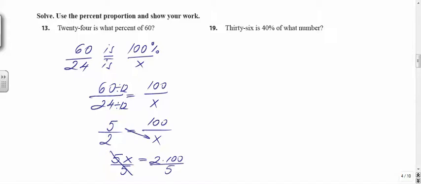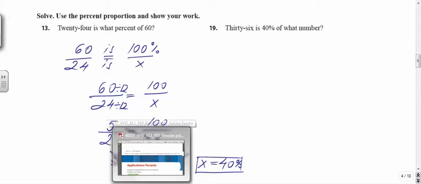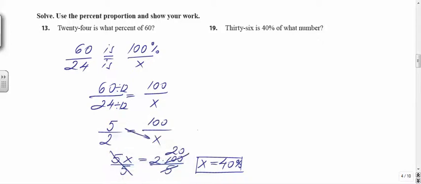Your x will be what? 5 goes in 100 20 times. And this tells you that your x is actually equal to 40. Alright? So what is 24 compared to 60? That will be 40%. That's one way. Let's see problem number 19.